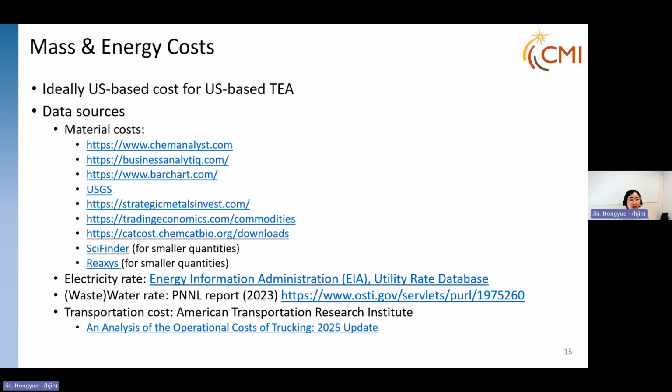And then once we quantify the amount of mass and energy, how do we link it to the cost? Ideally, we want to use United States-based cost for United States-based TEA. If your audience is from another country, you want to use the cost data from your own country or even better, your own location, because different locations have different cost. So these listed data sources are mostly from US perspectives. Chem Analyst is very helpful. This is the number one to go for me to quote material cost. And then there are some others listed below.